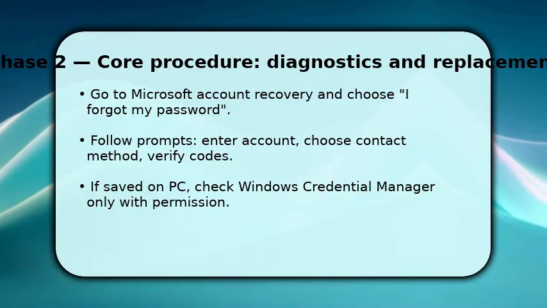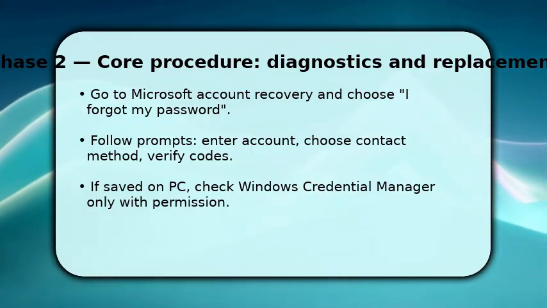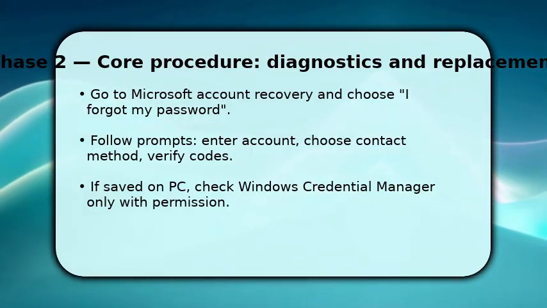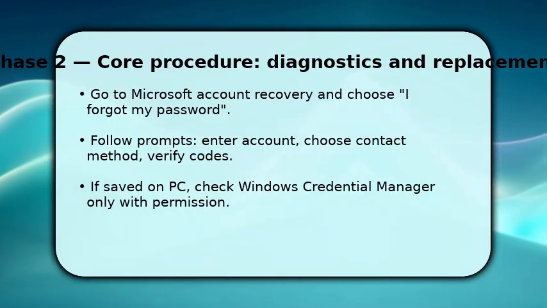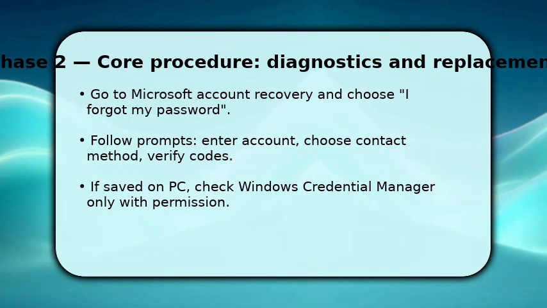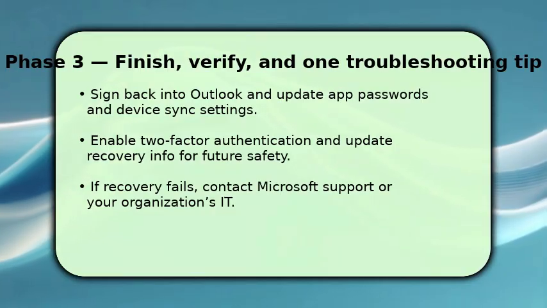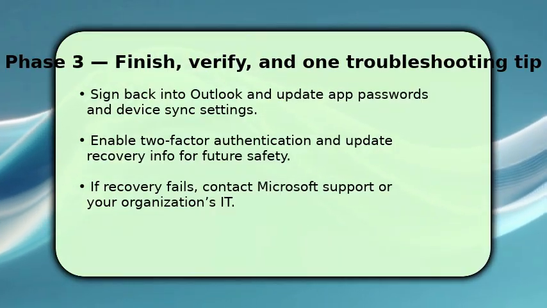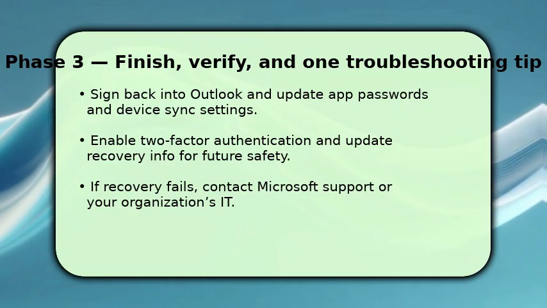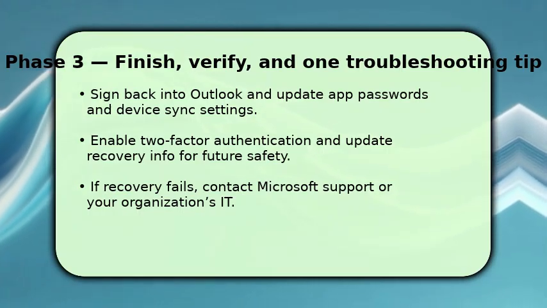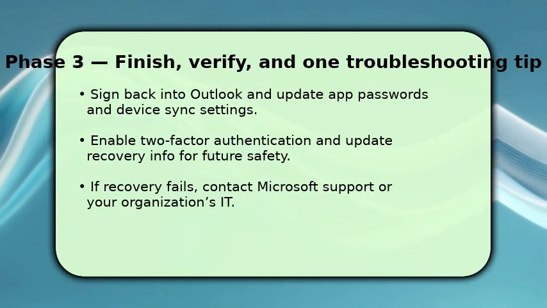If you suspect a saved credential on your own PC, use Windows Credential Manager while signed in, but only inspect credentials for accounts you own, because unauthorized access is illegal. Finish by signing into Outlook on each device and updating any app-specific passwords or mail client settings so sync continues. Once done, enable two-factor authentication and refresh recovery contacts to prevent repeats.